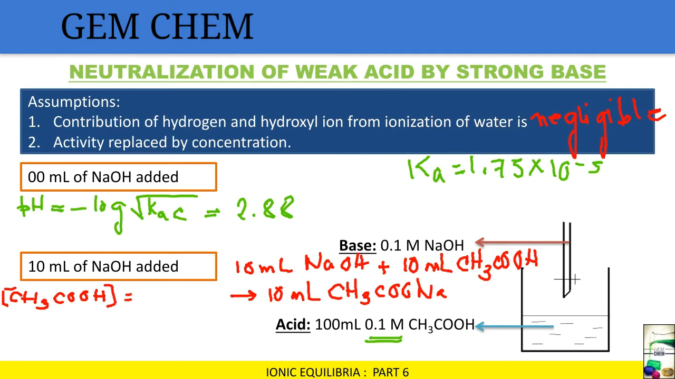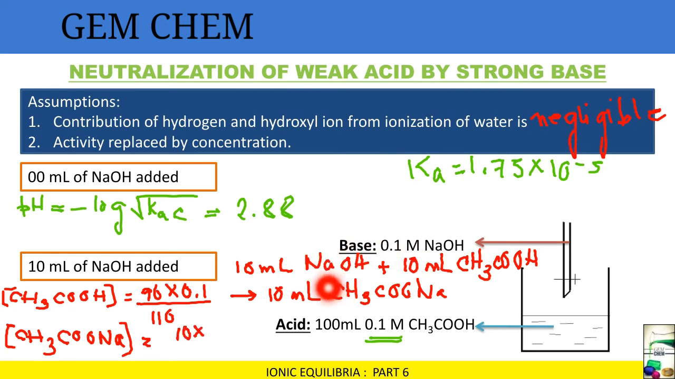Now first we will take out the concentration of acid, that is CH3COOH. Since 10 ml is being neutralized by 10 ml of NaOH, we are left with 90 ml of CH3COOH into concentration divided by the total volume, which is 110. Similarly, the concentration of salt can be taken as the amount neutralized. So 10 ml is neutralized, so 10 ml of salt is formed, so the amount formed is 10 into the concentration, which is 0.1, divided by the total volume, which is 110.